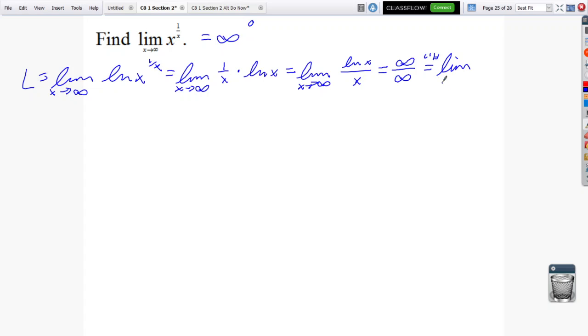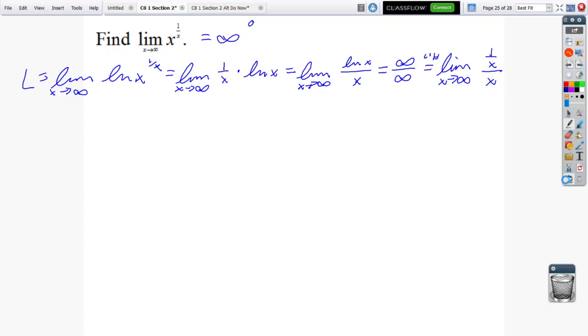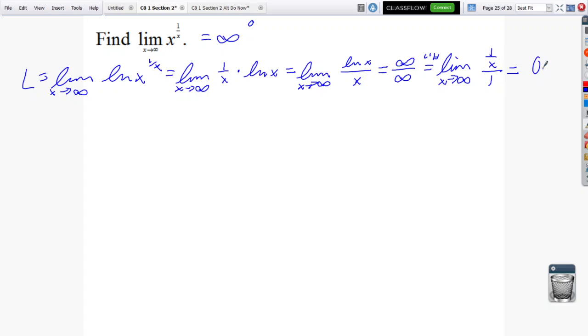I've got the limit x approaches infinity. Derivative of ln of x is 1 over x, divided by the derivative of x. Man, I forgot to do the derivative of the denominator. Derivative of x, that's 1. All right, cool. This becomes a lot easier. 1 divided by infinity, that's 0. Divided by 1 still gives me 0.